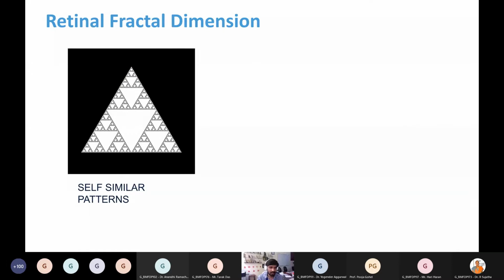Retinal fractal dimension is another one. If you see self-similar patterns, like in the many riddles you might have seen, such as finding out how many triangles are there in this image, it's nothing but self-similar patterns where it gets replicated again.